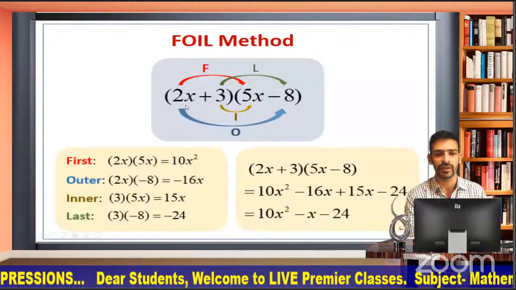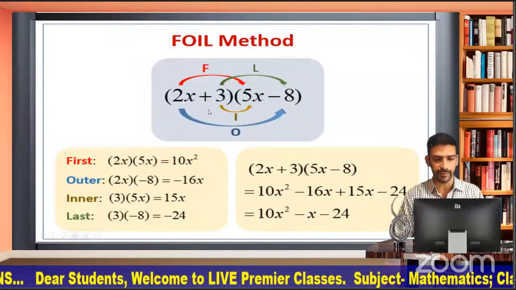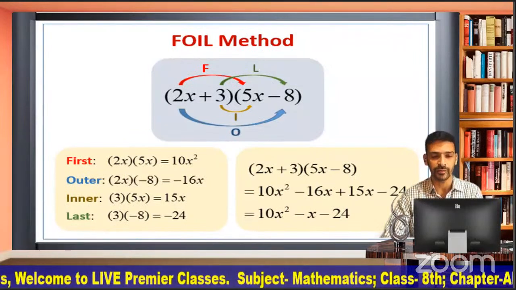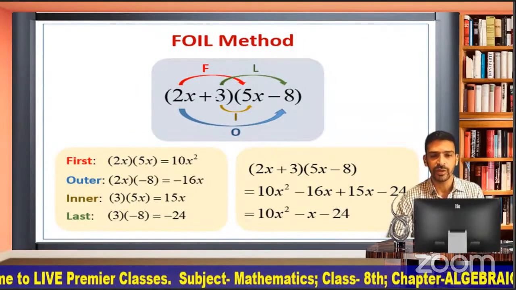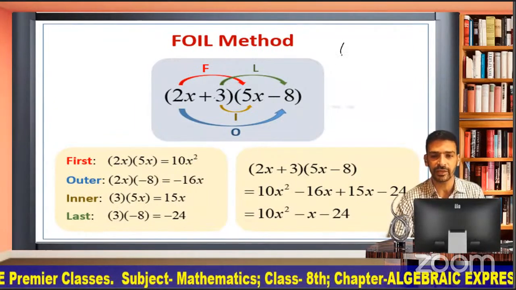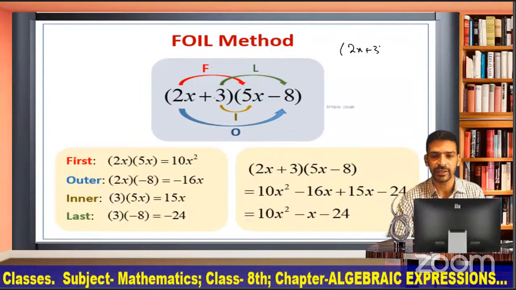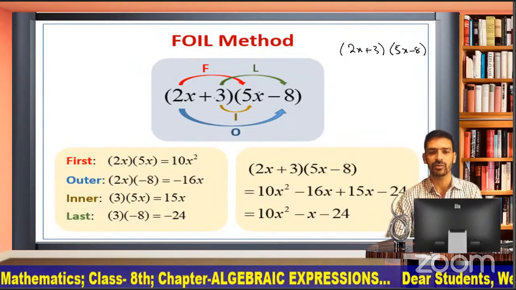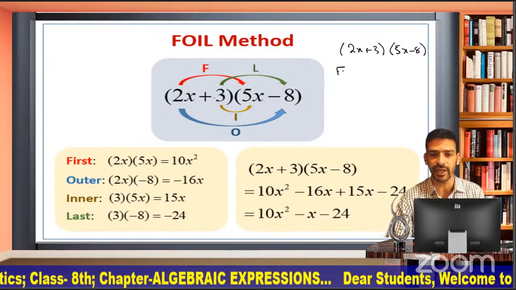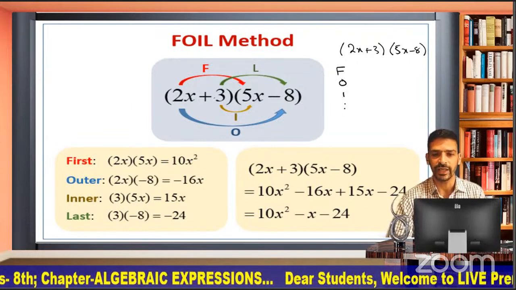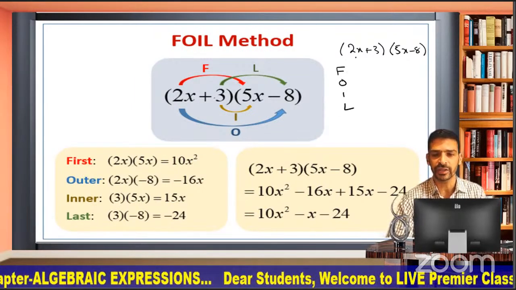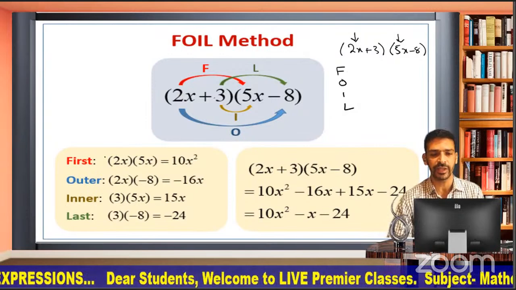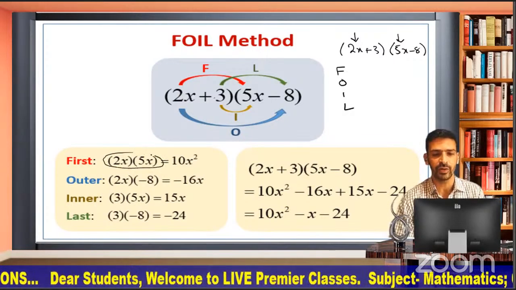Before that, let us recap the FOIL process that we employ for solving product of these binomials. फिर से repeat कर रहा हूँ. In this process, what we do, we have an expression. Let us say we have here 2x plus 3 and another expression is 5x minus 8. So we are employing here a process that is F, O, I and L. F stands for first terms. This is 2x is first term and 5x is first term. Here we have written here 2x and 5x.